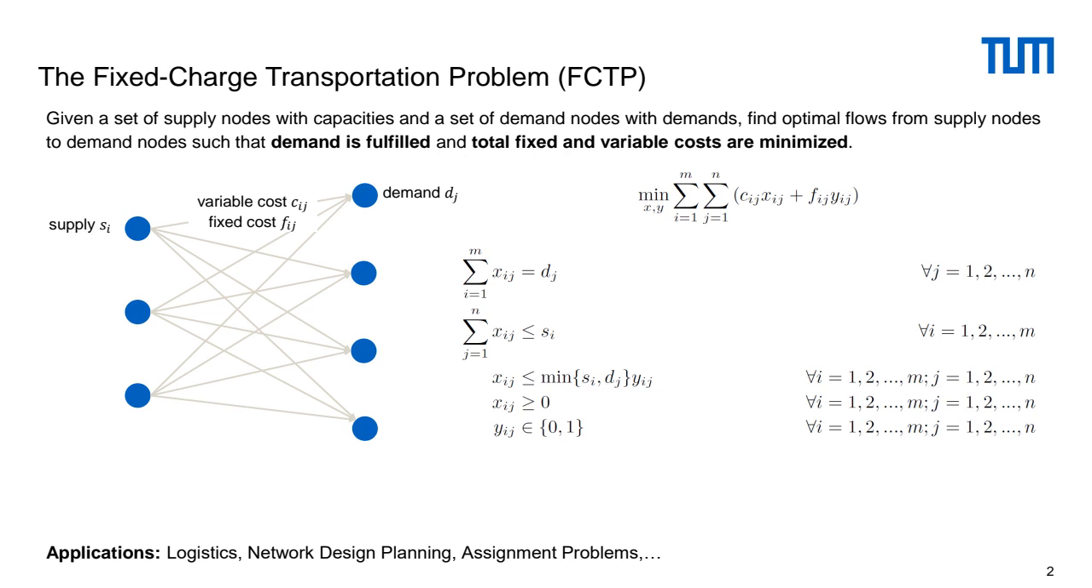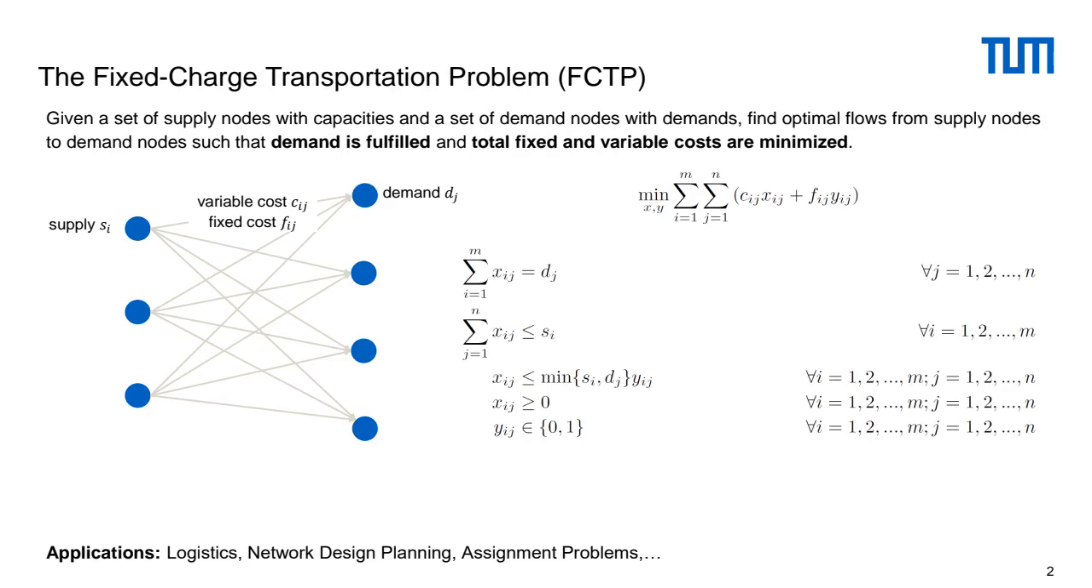So the situation in the fixed charge transportation problem is the following. We have supply nodes with certain capacities, and we have demand nodes with certain demands. And now we are looking for a cost minimal assignment of supply to demand. So we have 2 types of costs. We have variable costs, which apply for every unit that is shipped, and we have fixed costs, which apply as soon as we use a certain connection. And while the problem is easy to describe, it is not so easy to solve because the fixed charges make the problem NP-hard.